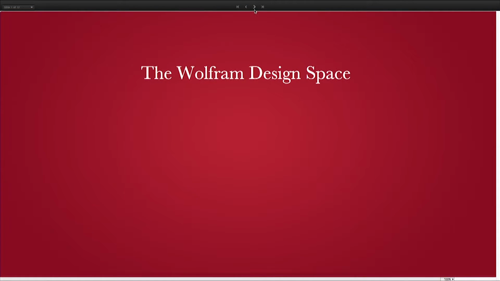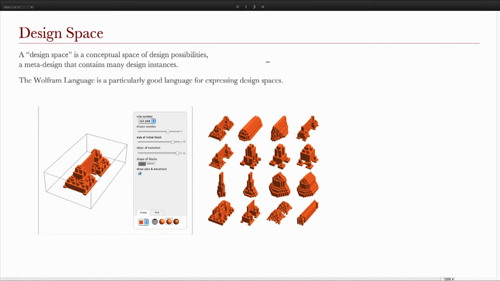So the site might be called the Wolfram Design Space. This just explains what a design space is, as I just explained to you. And I think the Wolfram Language is particularly good at describing design spaces because it's very high level. It's very easy to create the interfaces you need to do the exploration. And it has such a breadth of functionality that you can describe a large variety of phenomena. And I really don't know any other language that would be so appropriate for describing design spaces as the Wolfram Language.